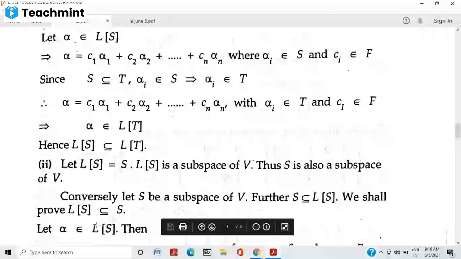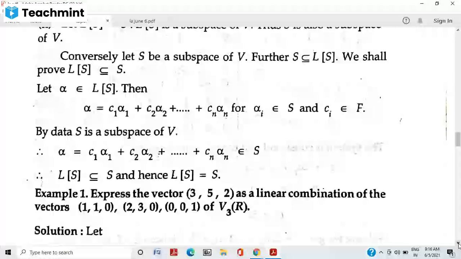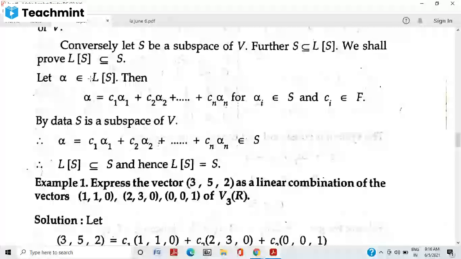Then how will we prove L of S is contained in S? We will take one element alpha in L of S. We take alpha belongs to L of S. Then L of S is the linear span, so alpha can be written as a linear combination of the elements in S: c1 alpha 1 plus c2 alpha 2 plus etc. cn alpha n, for alpha i belongs to S and ci belongs to F. But we have assumed that S is a subspace of V. Alpha 1 belongs to S, alpha 2 belongs to S means by the definition of a subspace that c1 alpha 1 plus c2 alpha 2 belongs to S.